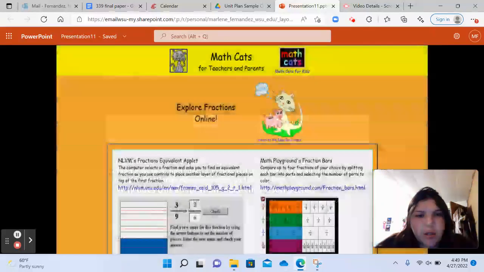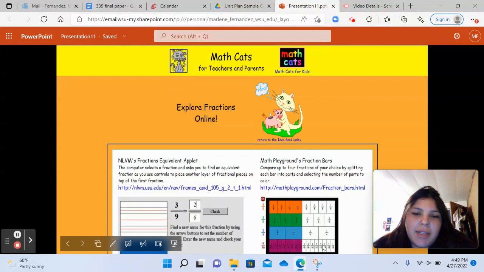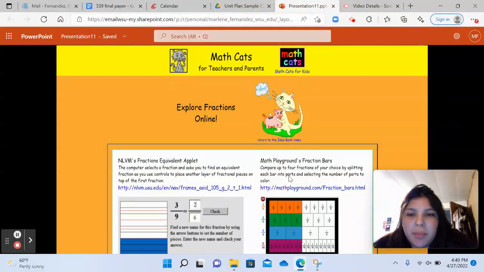I can show you how it looks. It's kind of weird, but the cat's on top and this cat down here, and then it has a little cow. And then it has other websites linked to it. So they can play fraction bars, and then they can add how much they think a fraction is in it, or simplify it too.